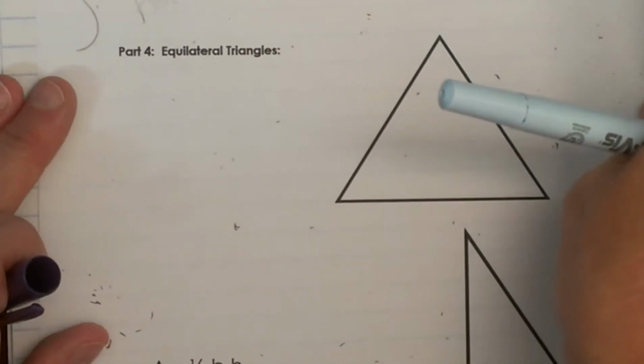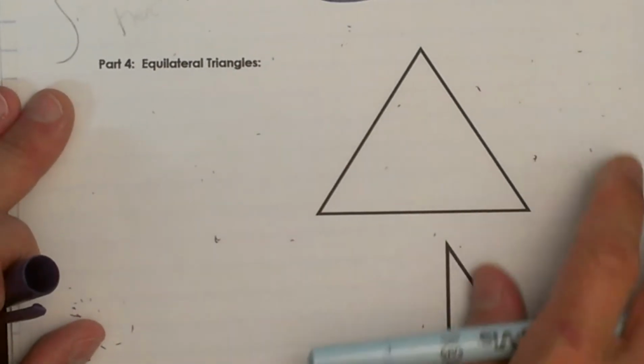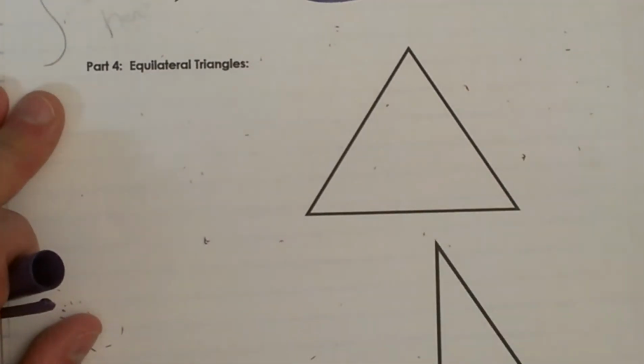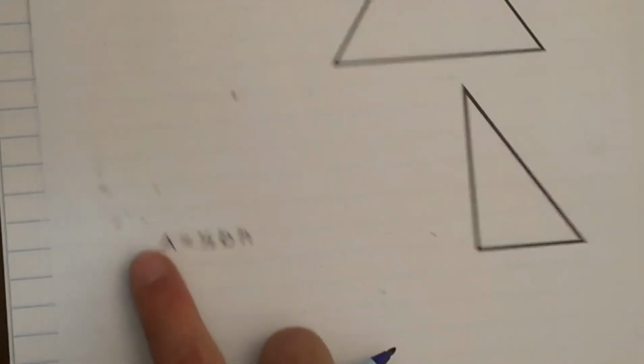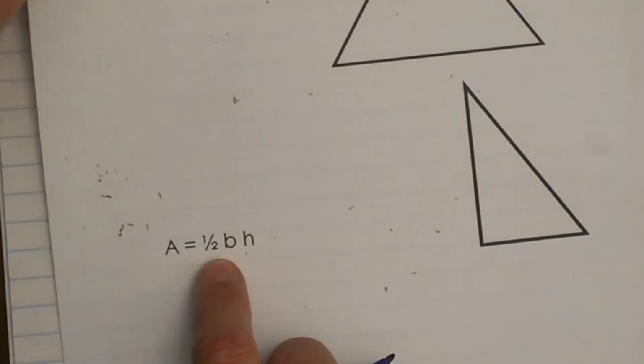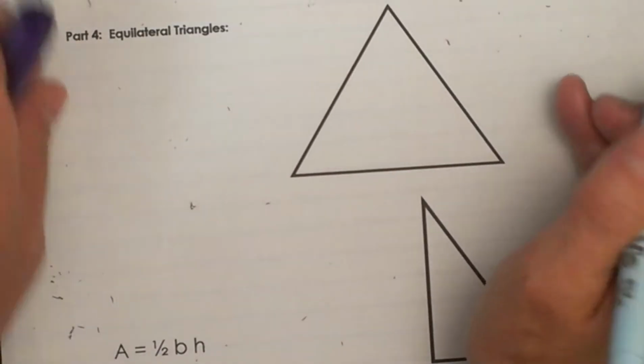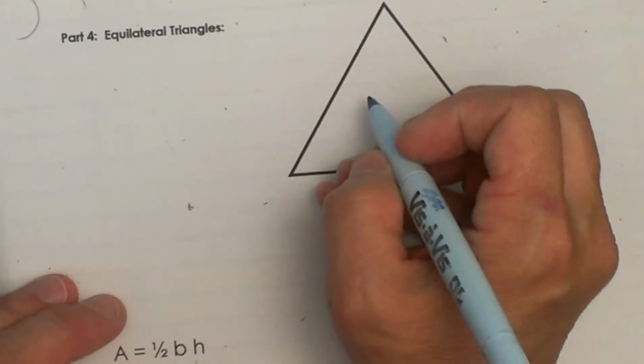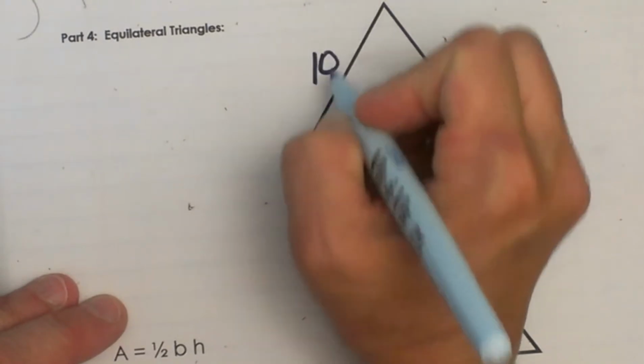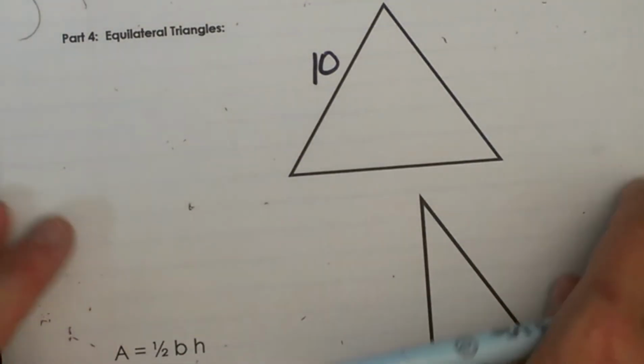Okay, let's look at part 4. Part 4 on this is an equilateral triangle, and we are going to try to find the area. At the bottom of the page, I've got the formula for you. Area equals 1/2 base times height. So let's draw in some information. Let's say that we know the side of an equilateral triangle is 10.